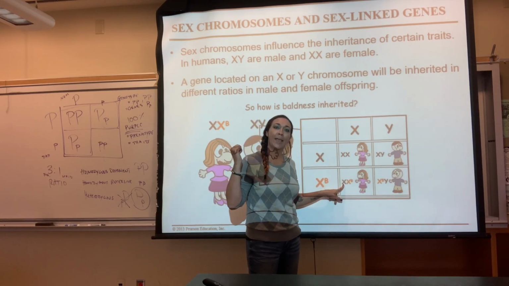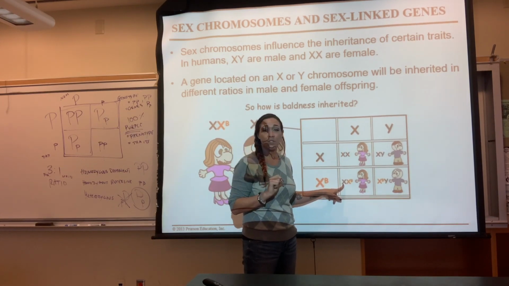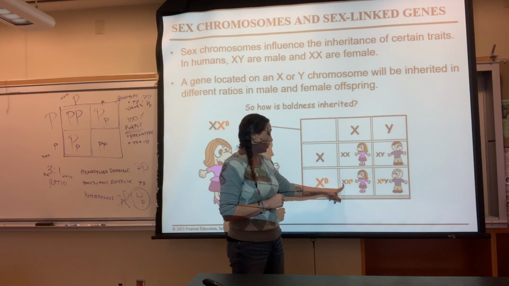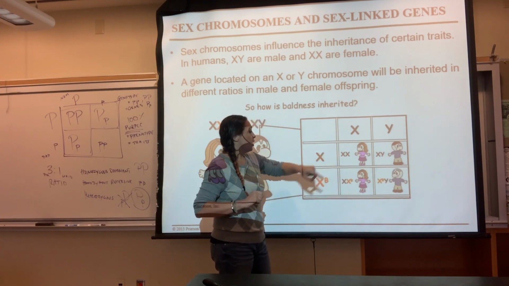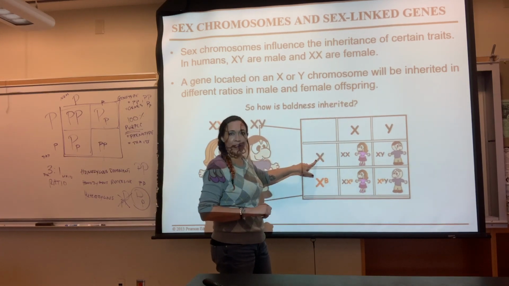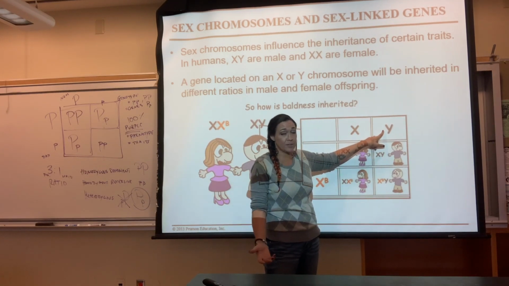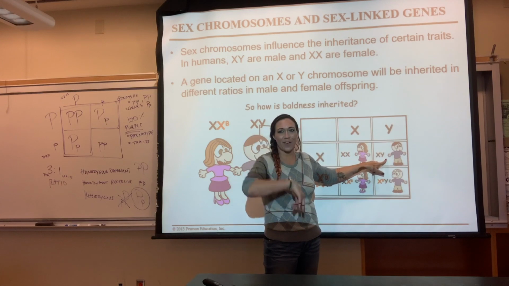She ends up like her mom, a carrier for the baldness gene, but she herself is not bald because it's heterozygous. And she has to have both of the recessive genes to be bald. So in this case, she's okay. So now we look at the male. If he gets the healthy X from the female, great. He's going to get his Y from his dad. That's the only possibility. He has to get the Y from his dad. He turns out just fine.